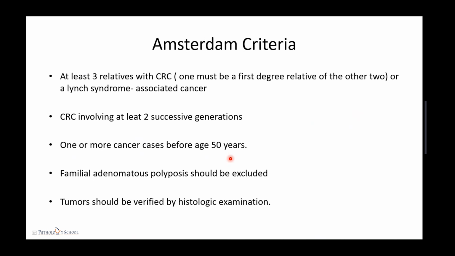Now the Amsterdam criteria says that there must be at least 3 relatives with CRC, colorectal carcinoma, one of whom must be a first degree relative of the other two, or a Lynch syndrome associated cancer. See, it can be anything. It can be an ovarian cancer, endometrial cancer, or a CNS tumor, right? CRC involving at least 2 successive generations, 1 or more cancer cases before the age of 50 years, familial adenomatous polyposis should be excluded, and tumors should be verified by histological examination.